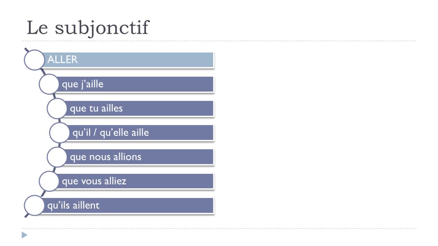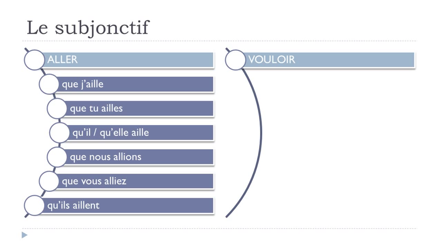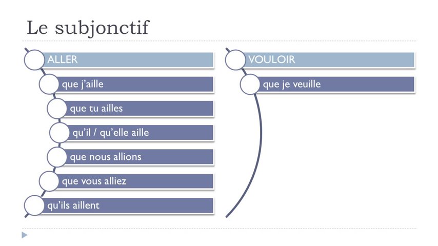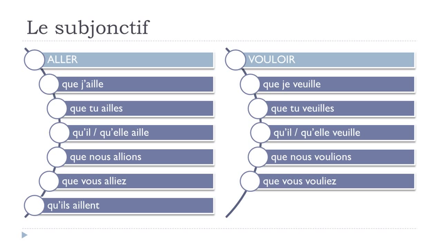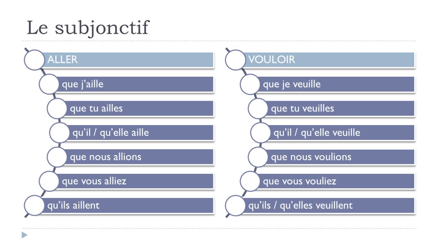All right, and so the other tricky verb is vouloir, to want: que je veuille, que tu veuilles, qu'il veuille, qu'elle veuille, que nous voulions, que vous vouliez, qu'il veuille, qu'elle veuille. Same thing here. We'll have a quite important difference between je, tu, il, and nous, vous. Que je veuille, que tu veuilles, qu'il veuille, qu'elle veuille, que nous voulions, que vous vouliez.